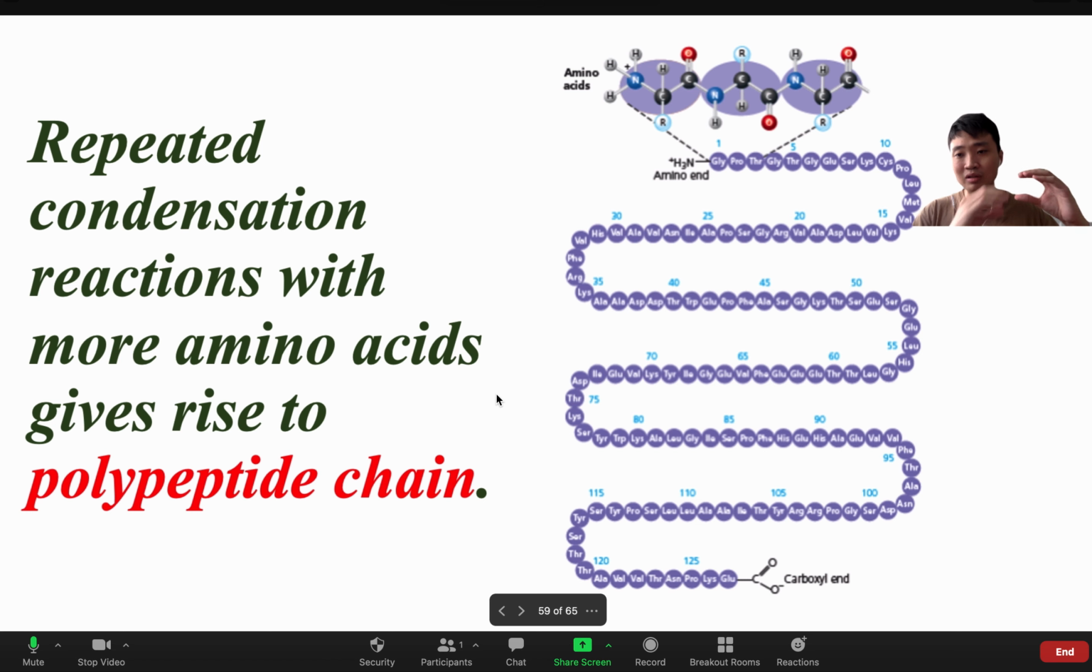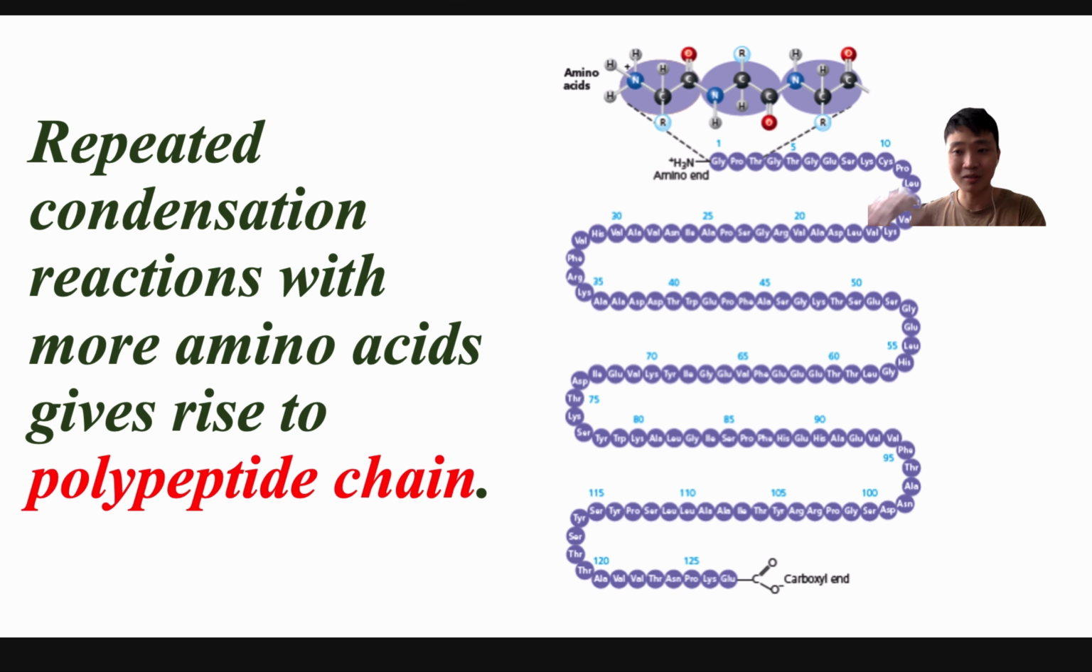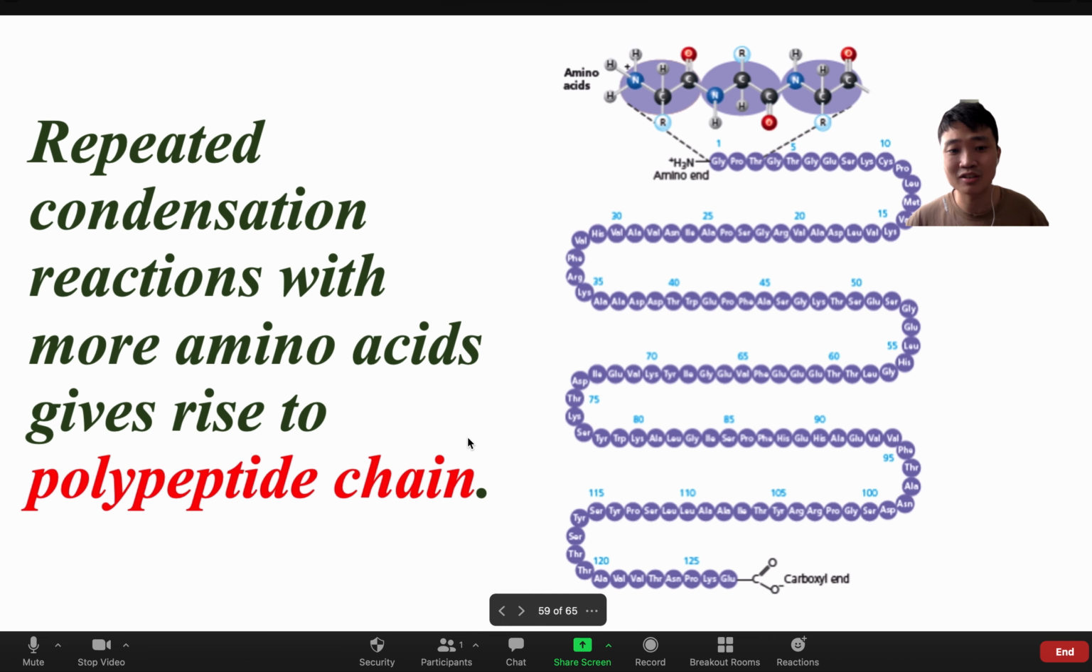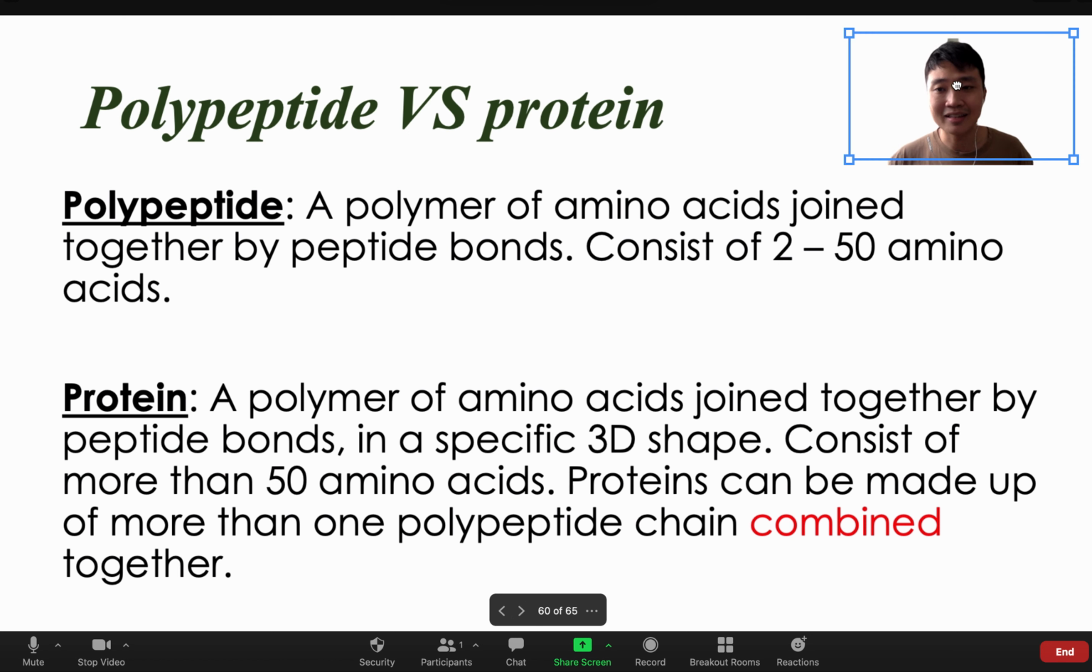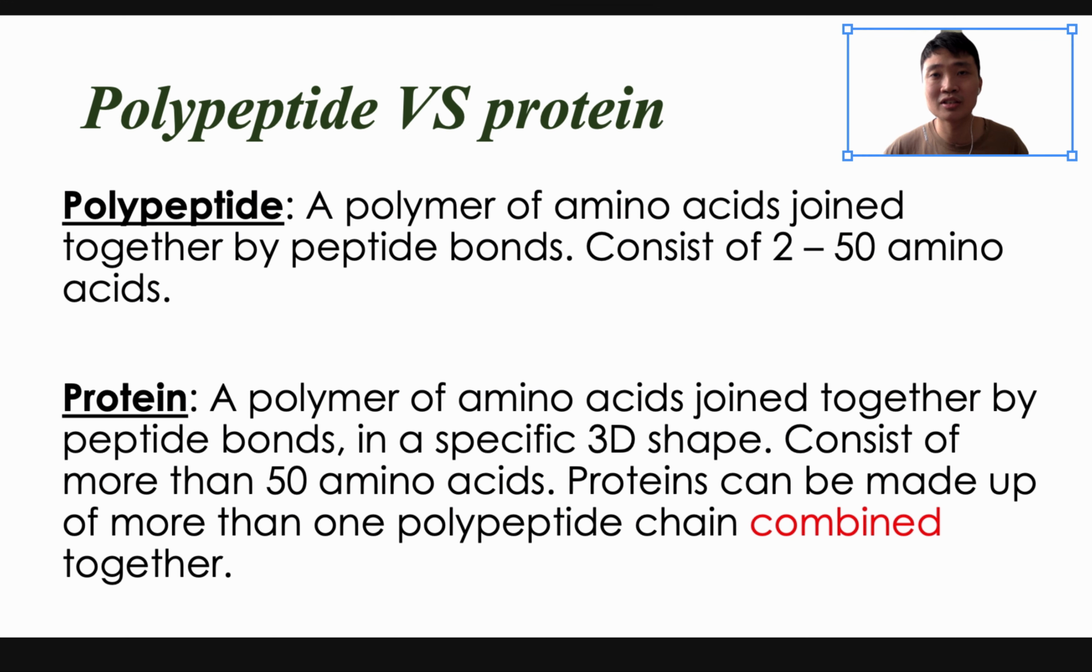So like monosaccharide, disaccharide, polysaccharide, now this is amino acids. Many will link together to form a chain, and this chain is called a polypeptide chain. Can? So between each amino acid you see here, there's actually a peptide bond, a CONH here, that's a peptide bond.